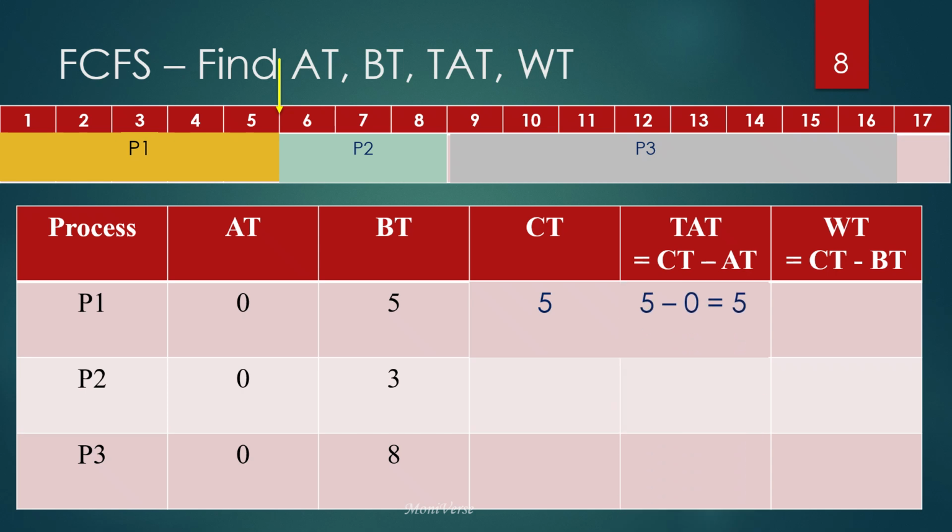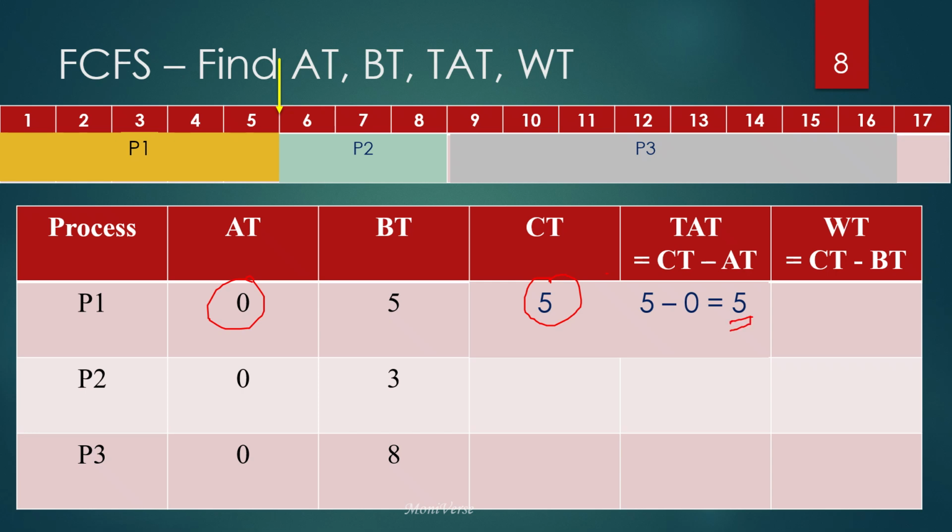So now, as we are writing the completion time, we are going to calculate the turnaround time also. As we have seen in the part 1 video, turnaround time can be calculated with the formula: completion time minus arrival time. Here the completion time is 5 and the arrival time is 0. So 5 minus 0, the turnaround time becomes 5.